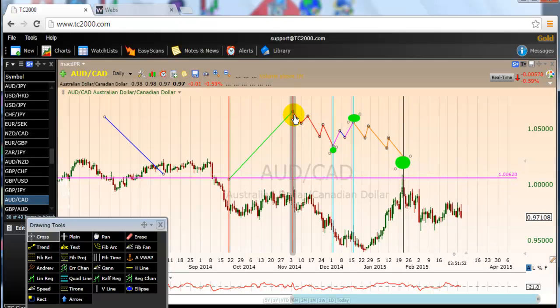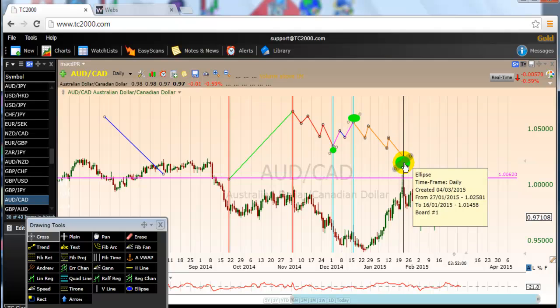here, because it is formed of 1, 2, 3, 4, 5, 1, 2, 3, 1, 2, 3, 4, 5. So we know now that the C corrective wave is completed right here. We can buy again here. The opposite is also true in a downtrend.